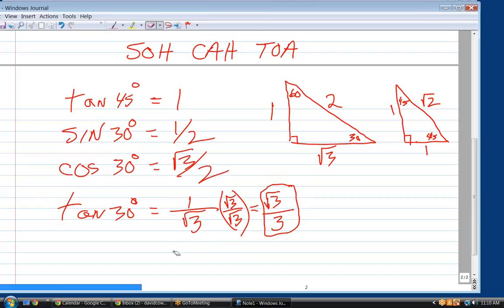Okay? So what is the cosine of 60 degrees? Is it 1/2? Notice that the cosine of 60 is the same as the sine of 30. And it's always going to be the case with 90 degrees minus the angle. In other words, the sine of 20 is the same as the cosine of 70.